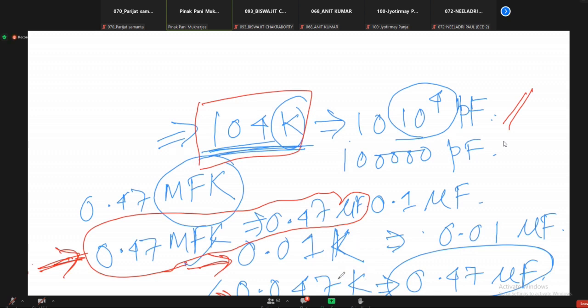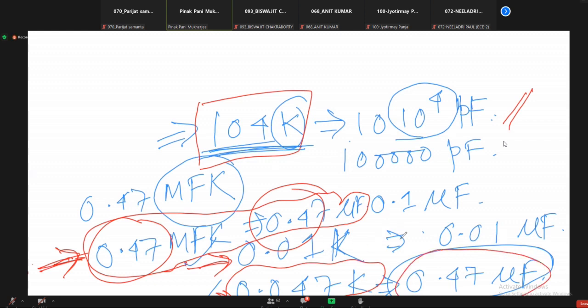This mfk is 0.47, it is also 0.47, it is 0.047 k, it is actually 0.47 microfarad, and this one is for this. So in these three instances you will remember, and for the others there are rules that I have already told. Okay, so these three you have to remember that this is the value.